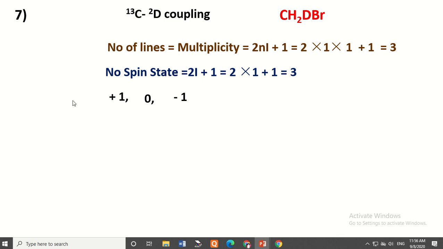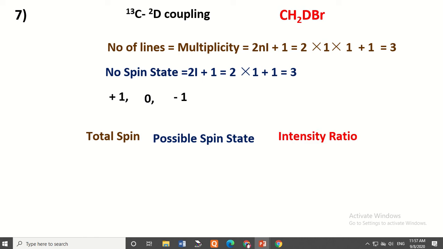First, consider the total spin, then consider the possible spin states, and then consider the intensity ratio. In total spin, the multiplicity is 3. Therefore, there are 3 possible lines. The first possible line is considered as 0, the next one as plus 1, and the third one as minus 1.